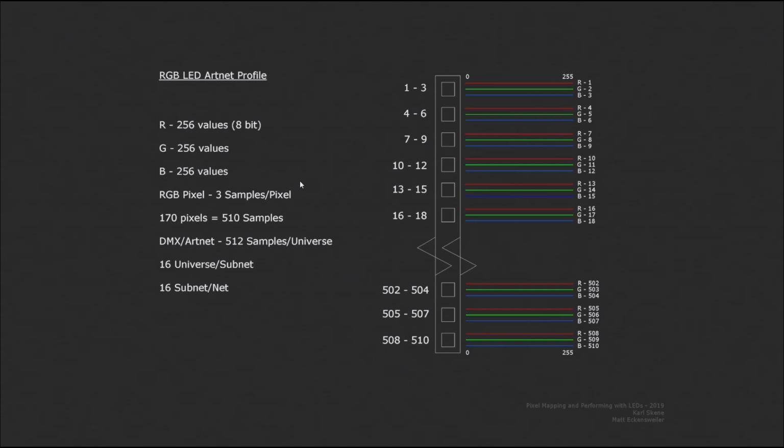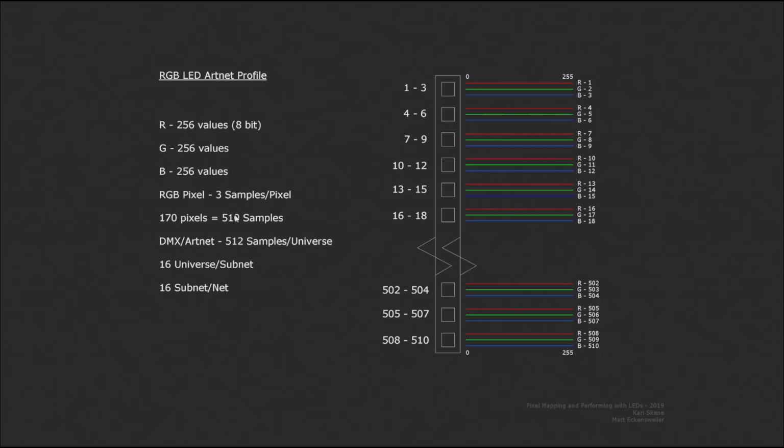To give you an idea of how the addressing works for LED strips, each pixel, in the case of the RGB domain, will have three samples. Each of those samples will have an 8-bit color depth, so there's 256 values. We mix the red, green, and blue together to get all the colors, all the wonderful colors.